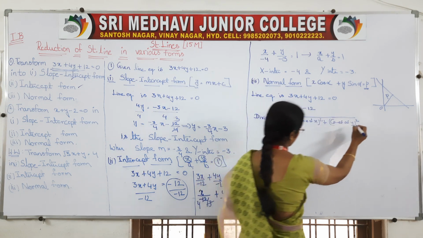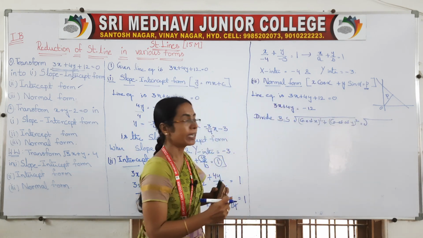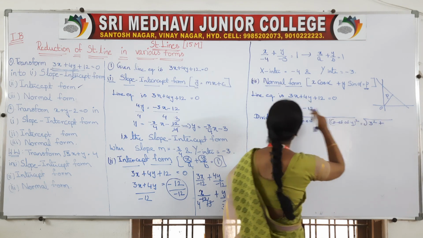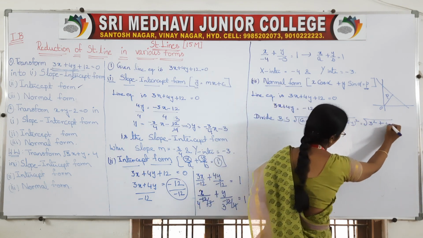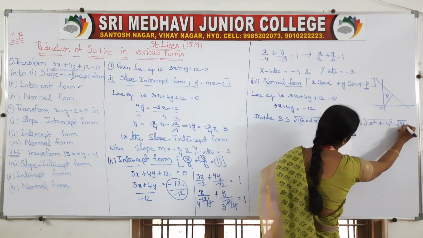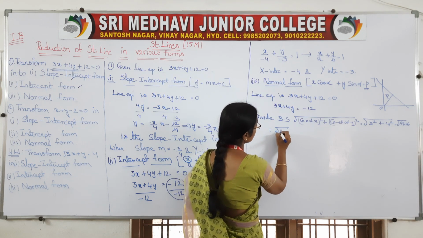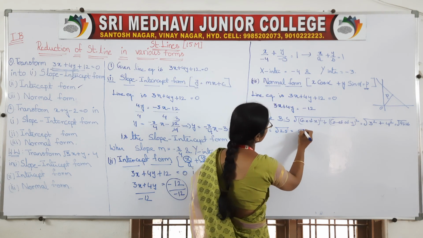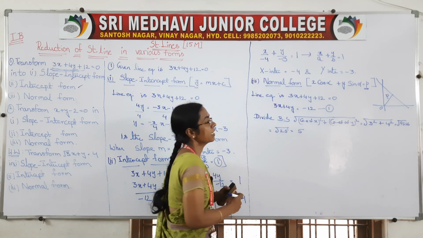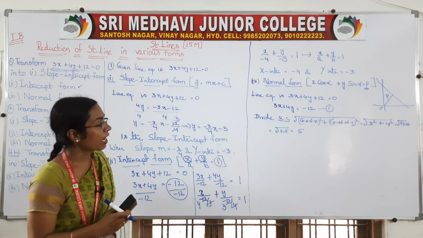That is equal to the root of coefficient of x, which is 3, so it is 3 square, and coefficient of y is 4, so 4 square. That is 9 plus 16, which is root 25, which is equal to 5. So this equation must be divided on both sides. In all normal equations we have to divide.